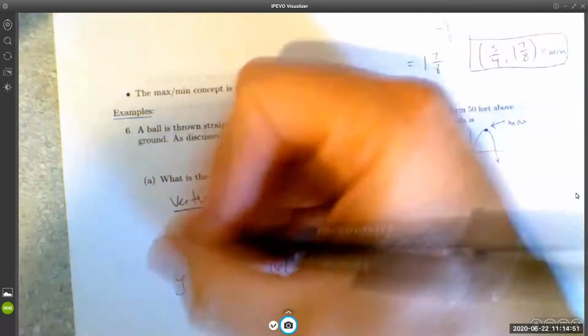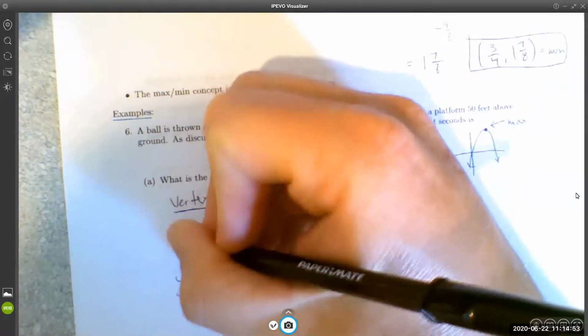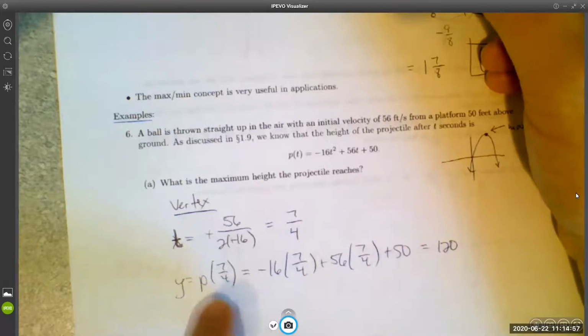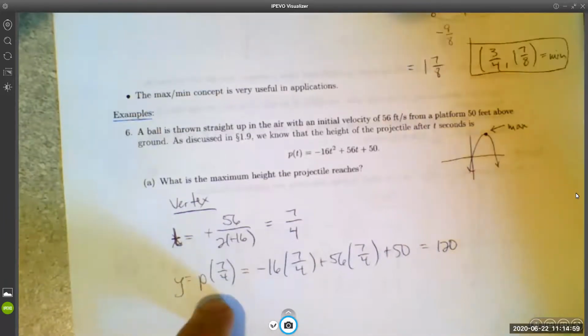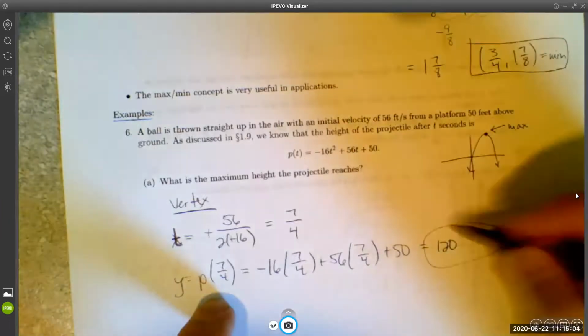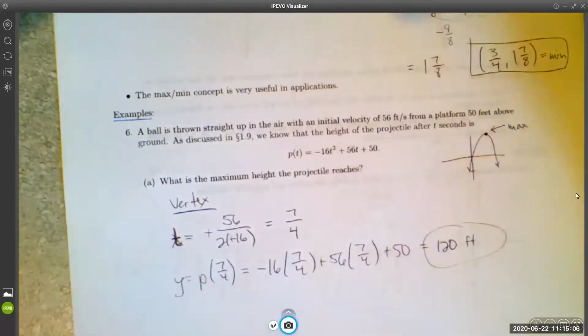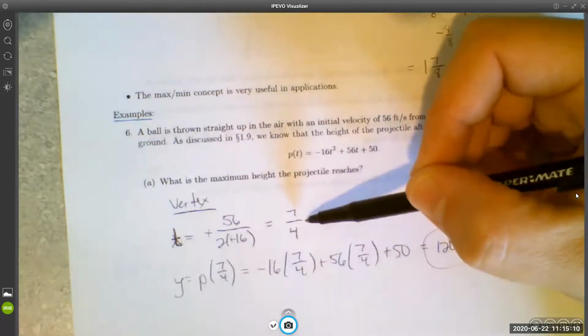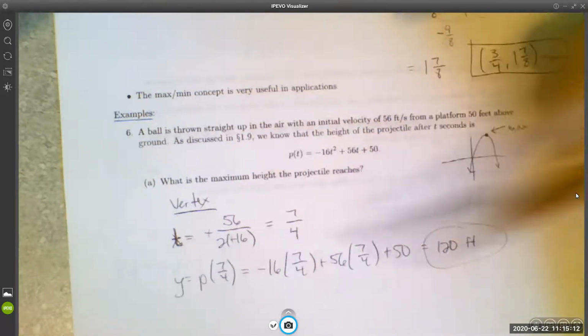Here I called it x, I really should have called it t, right? T is the amount of time that passes. P of t is the height of the projectile. So if you want to answer the question, what's the maximum height? The answer is 120 feet, right? That's the maximum height. The 7/4 is how long it takes for the projectile to reach that height, right?